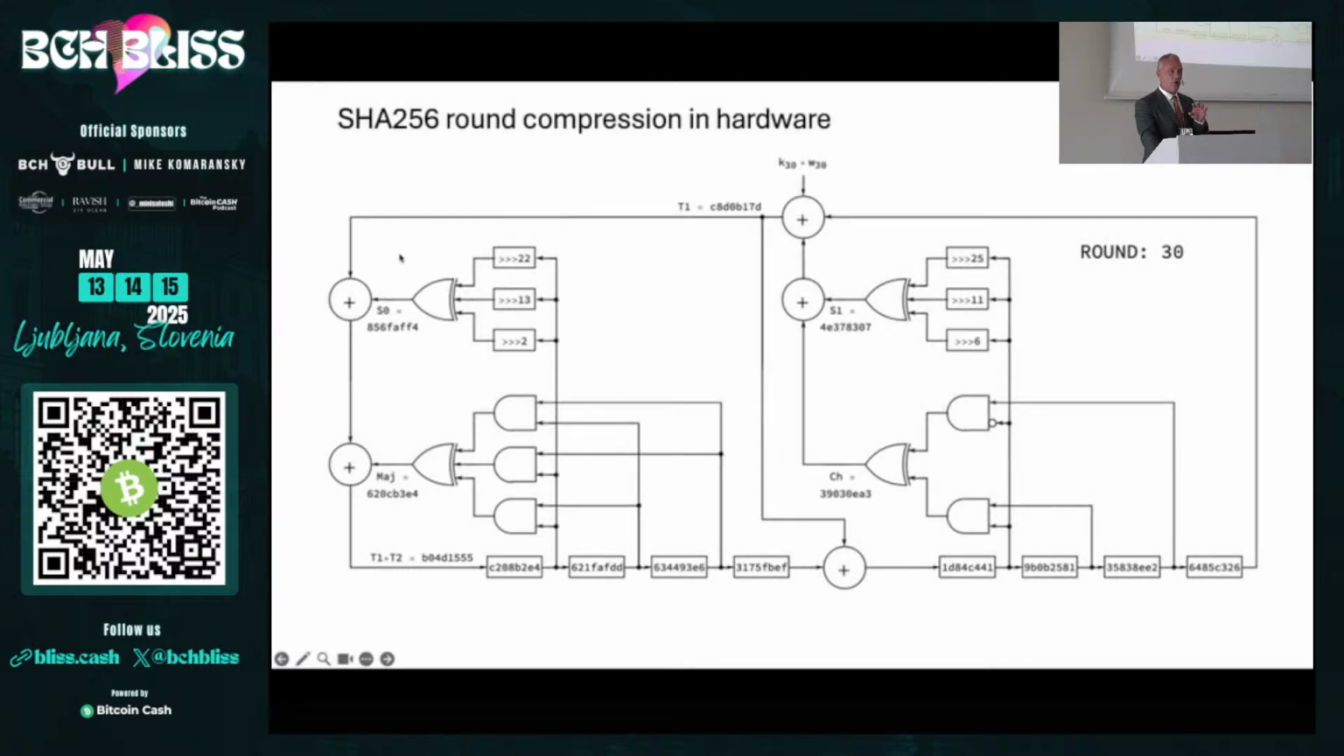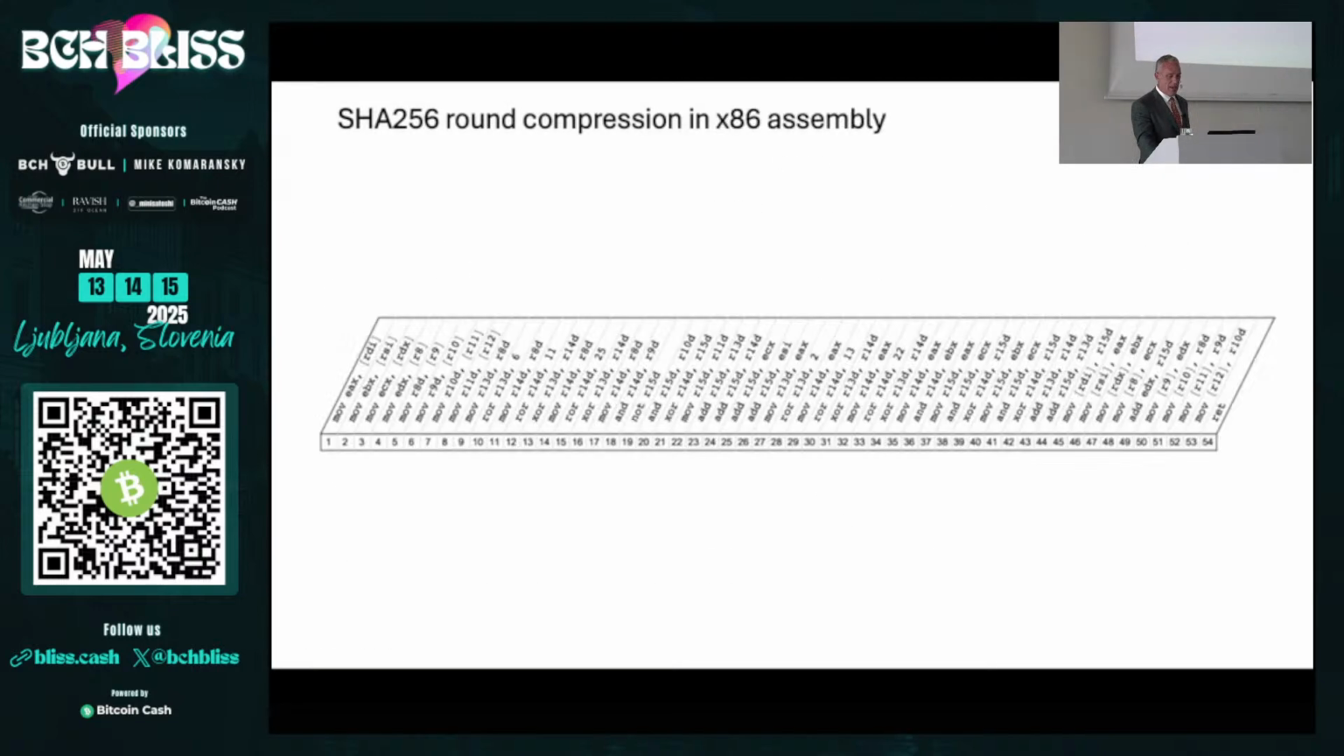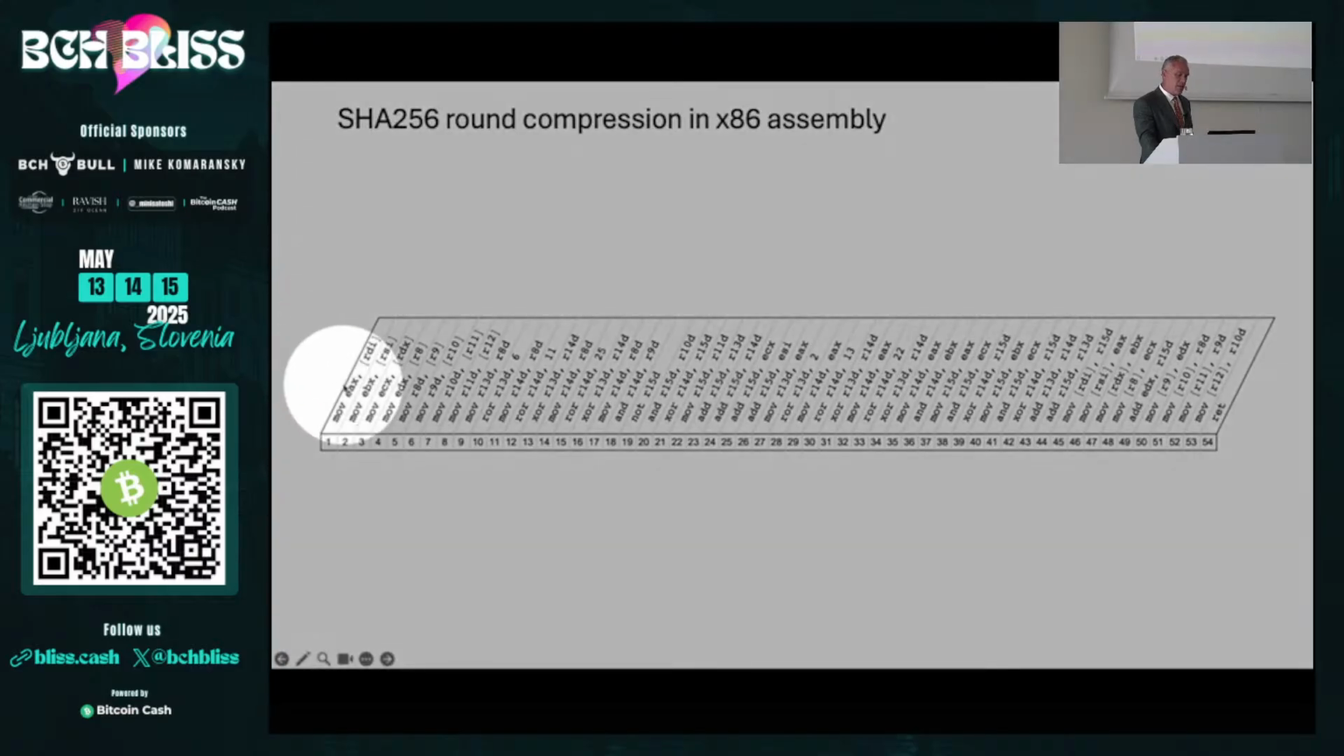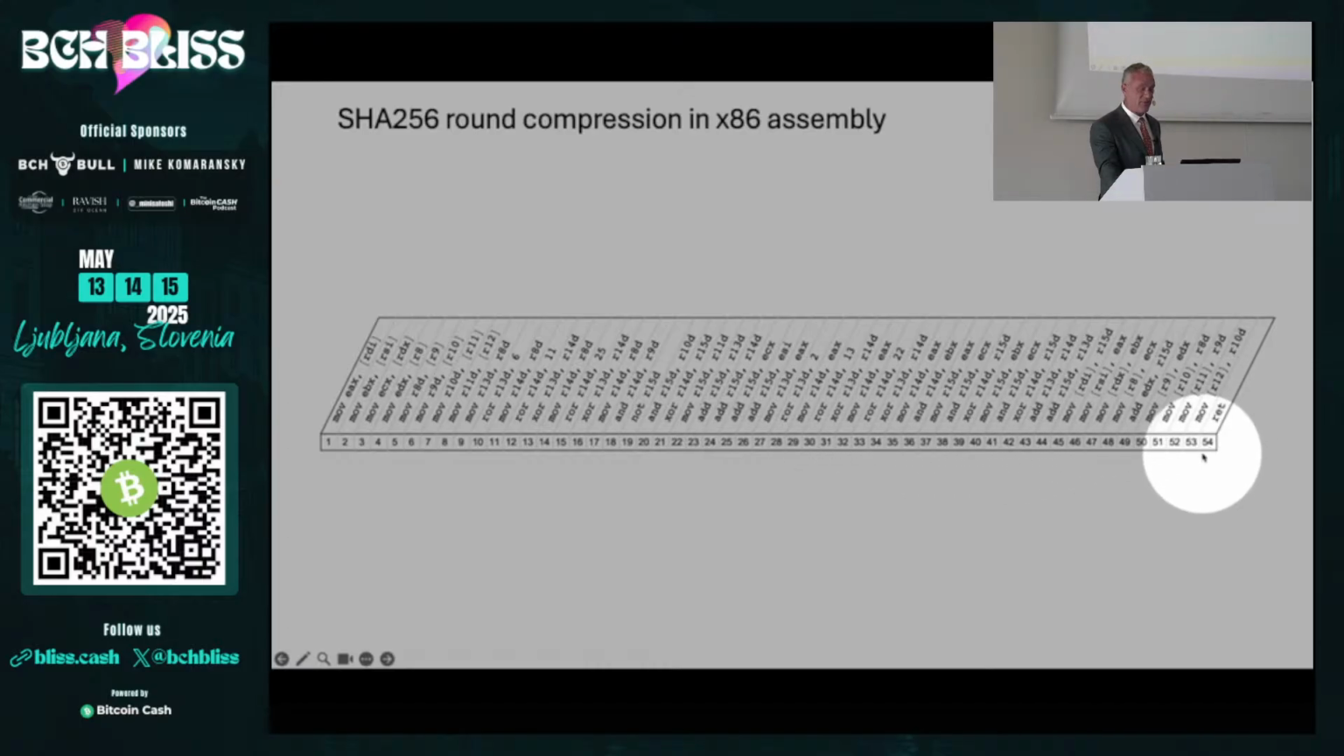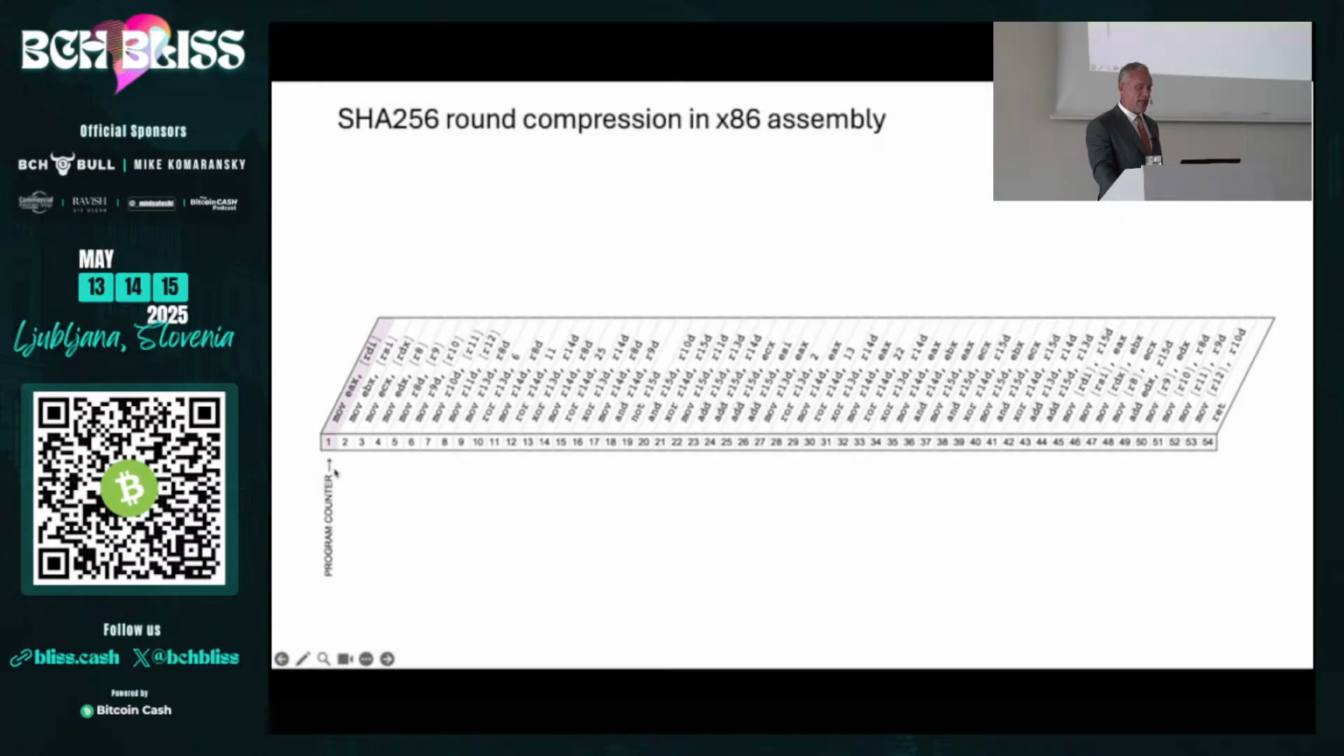So I had Grok convert this to x86 assembly for me, and it solved the problem in 54 clock cycles. So this is the x86 assembly for 1 round of SHA-256 compression. It takes 54 instructions, 54 clock cycles. And the way this is executed is your operating system would set the program counter to the first instruction, turn on the machine, and then there it goes. 1 round of compression done. Second round, through all the remaining 63 rounds.